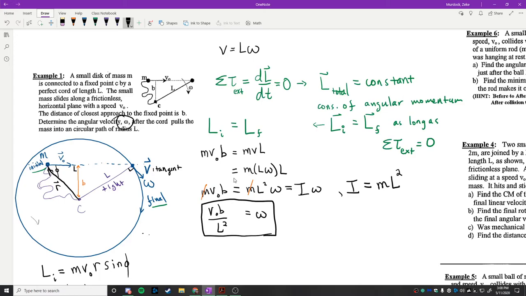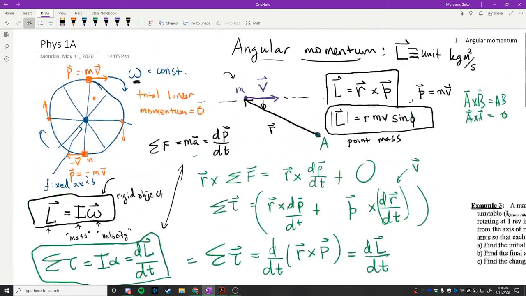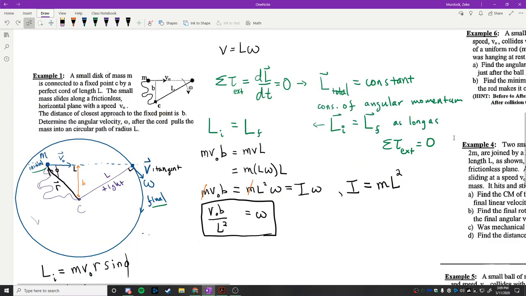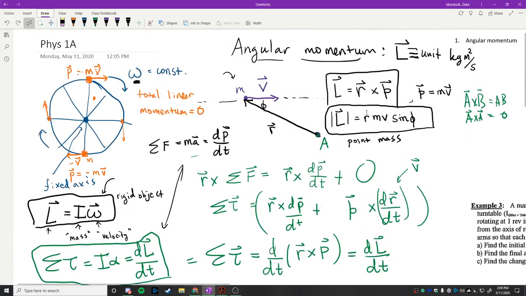Oh, how did I know it was L final? Okay. So, just going back to our definition, right? I'm basically using this version because it's a point mass. We take the radius, R, which is the distance from the center out to where the object is, right? You multiply by the momentum, which is mv, and then times the sine of the angle between them.